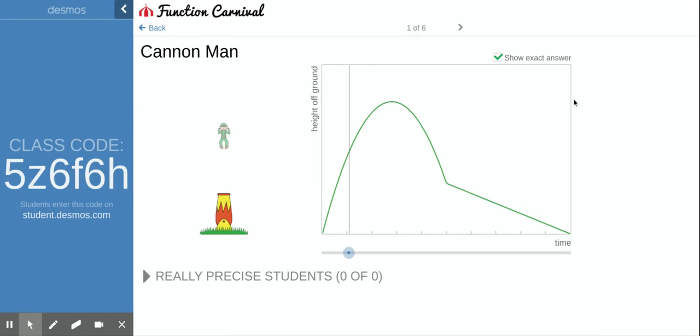This is Cannon Man again. You can see his flight and his descent. In your exit ticket today, I want you to describe what happens right here where my mouse is pointing. Why does the graph change shape? Try to use the independent and the dependent variable to give me your answer.